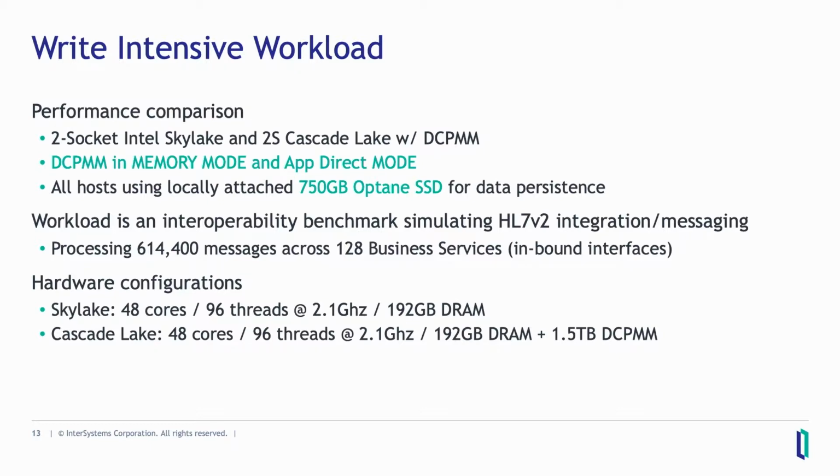We have here the server and CPU specifications listed again, both with the same 48 cores, same clock speed, same number of threads. The only difference is the memory configuration, one with 192 gigabytes of DRAM, the other with 192 gigabytes of DRAM plus the 1.5 terabytes of DCPMM. One other point is the 2-socket Skylake had RHEL 7.6 and the other ones had RHEL 8.